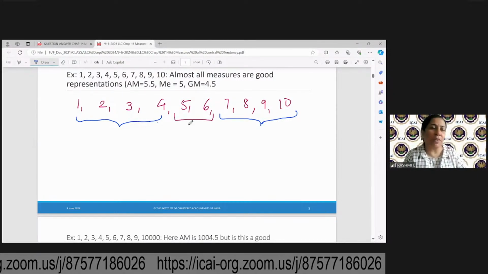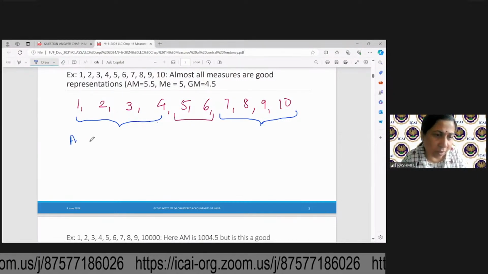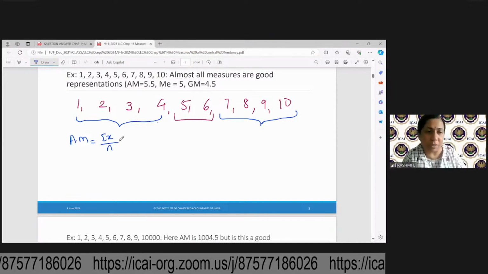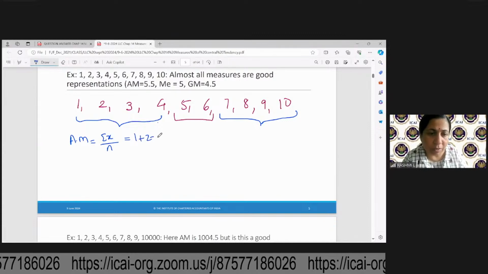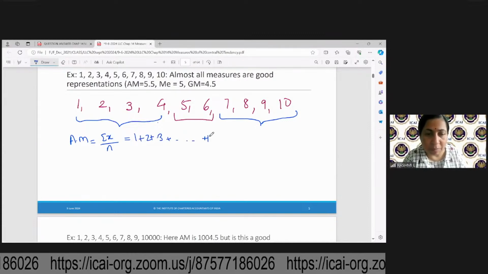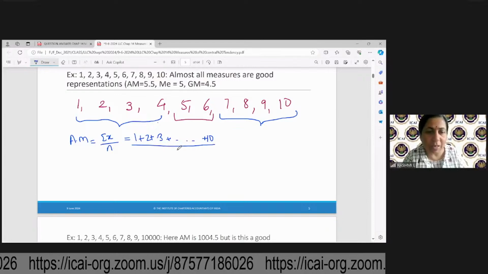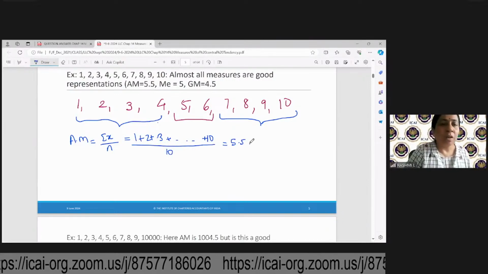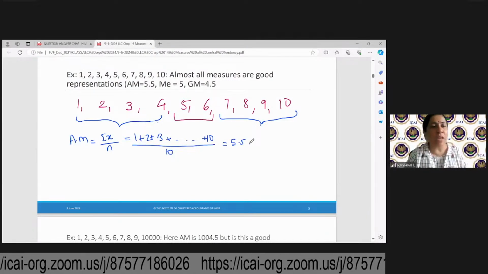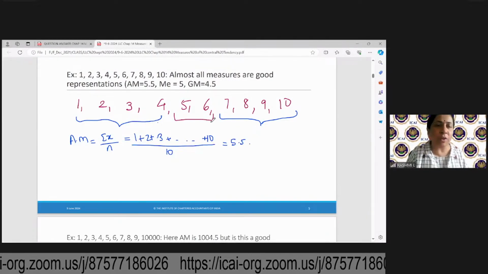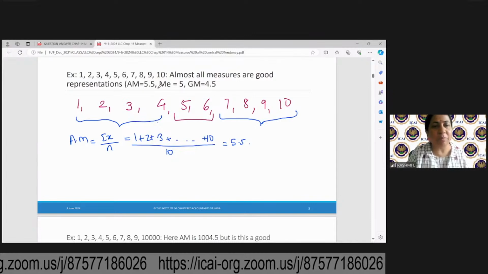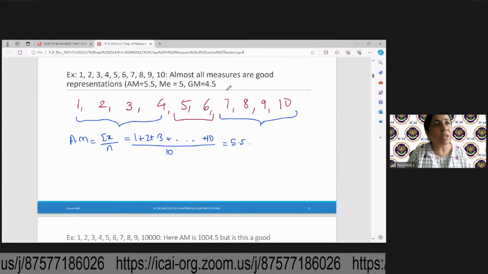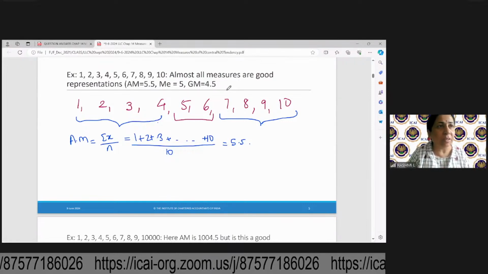Now, what will happen if I want to find the arithmetic mean? Arithmetic mean is summation x upon n. What is summation x? It means you add all the numbers, so 1 plus 2 plus 3 up to 10, upon how many numbers there are, 10, and I'm getting 5.5. So if you do this for everyone, arithmetic mean is 5.5, median is 5, geometric mean is 4.5. When this type of data is there, you could use any of the methods that you want.